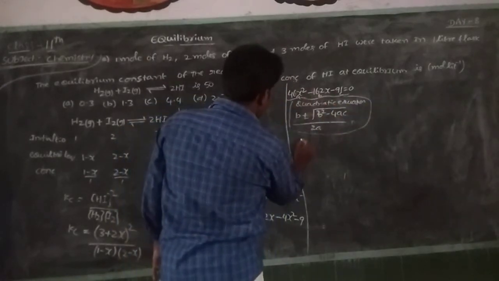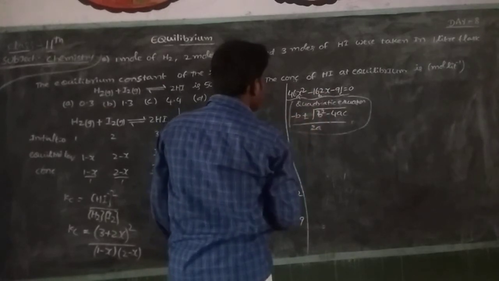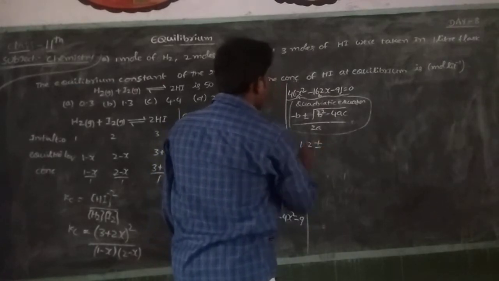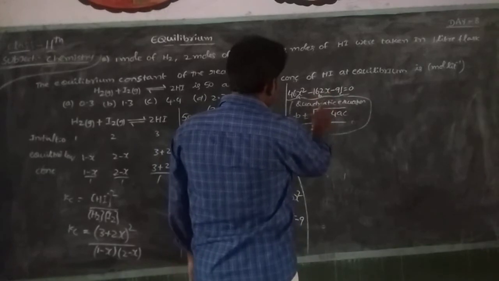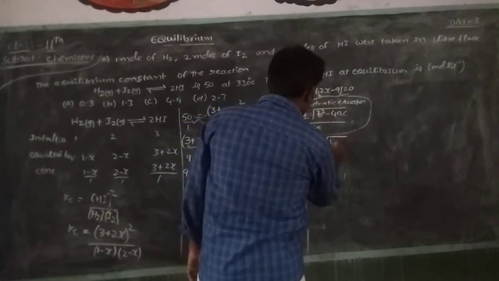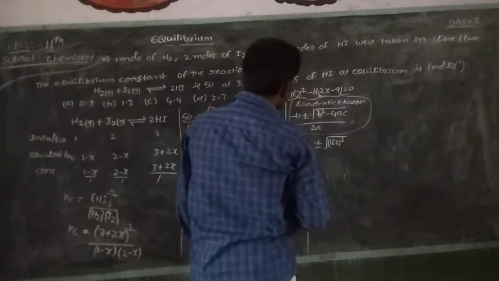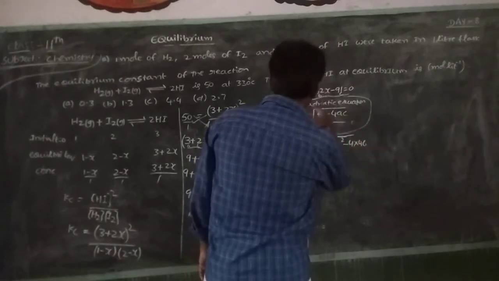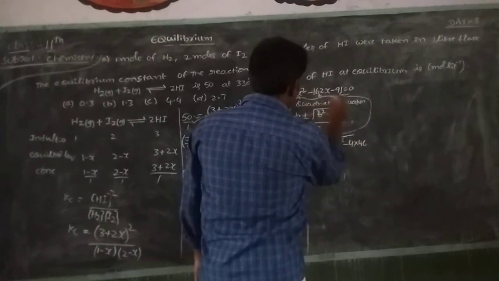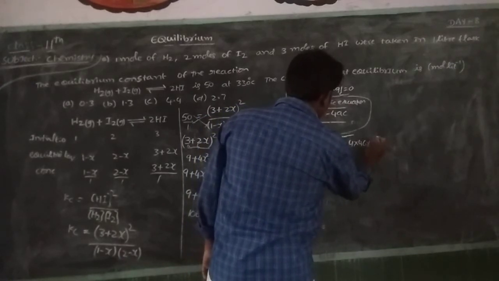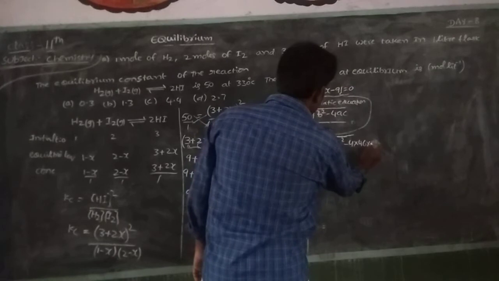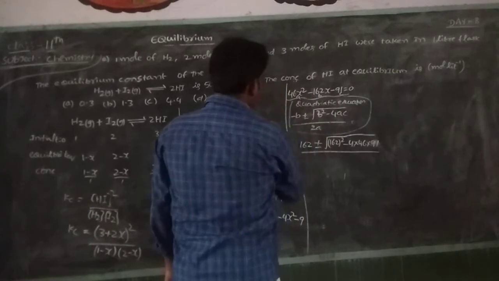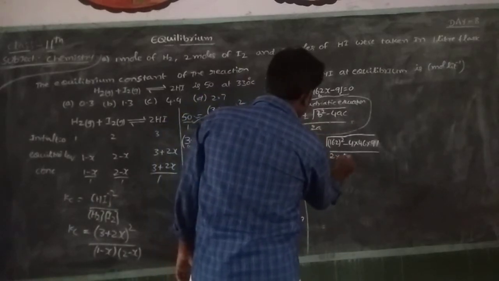Already you know that minus b plus or minus, that means minus cancel, that means 162 plus or minus root of b square. B square means 162 whole square, minus 4 into a means 46, c means 91, upon 2a means 2 into 46.